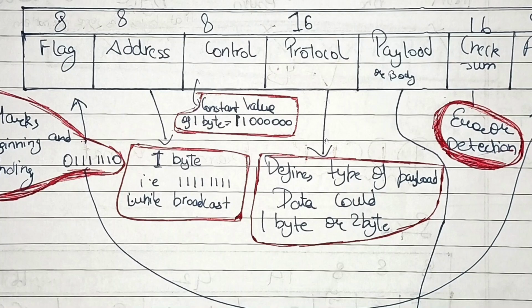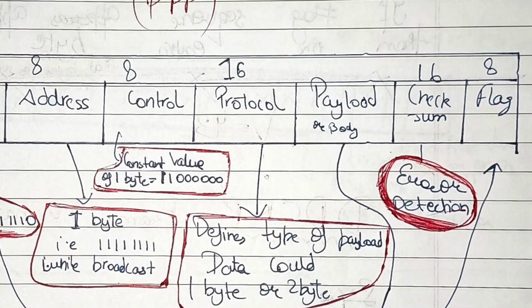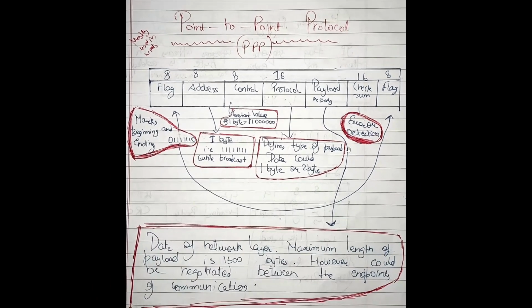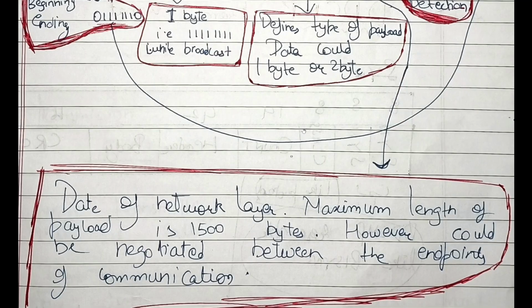Next one is protocol. This will define the type of the data that has been provided to you via the upper layer. Now this could be of 1 byte or 2 bytes, that is maybe 8 bits or 16 bits. This is payload, the data or body, you can say, the data that you are being provided via the upper layer. This is data of network layer.